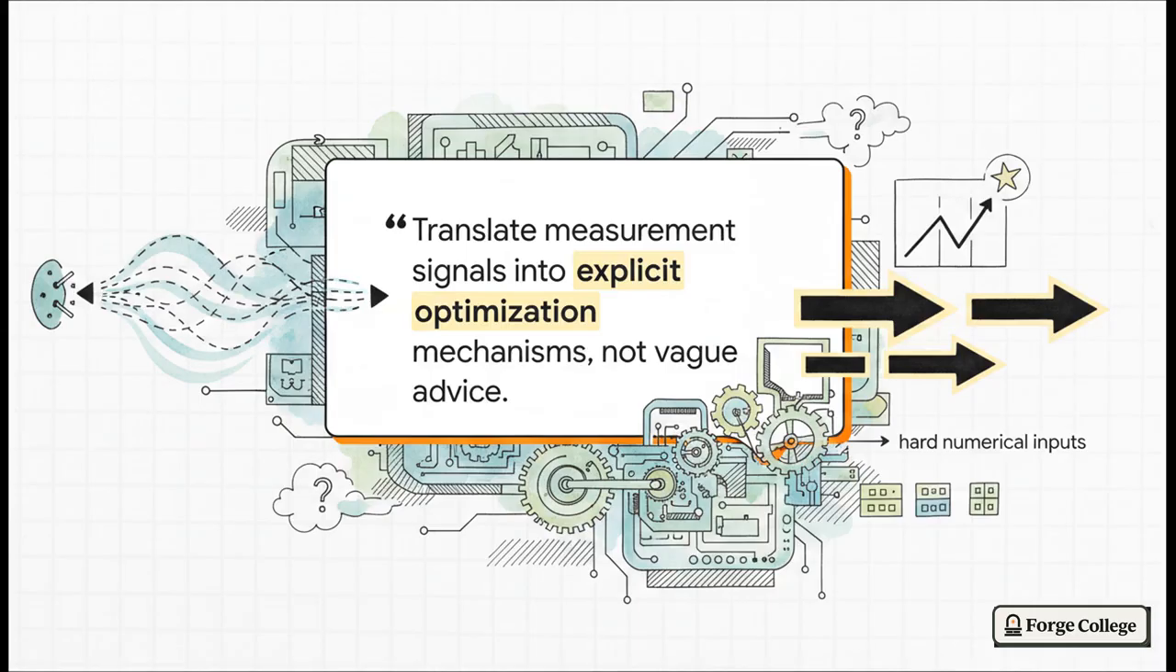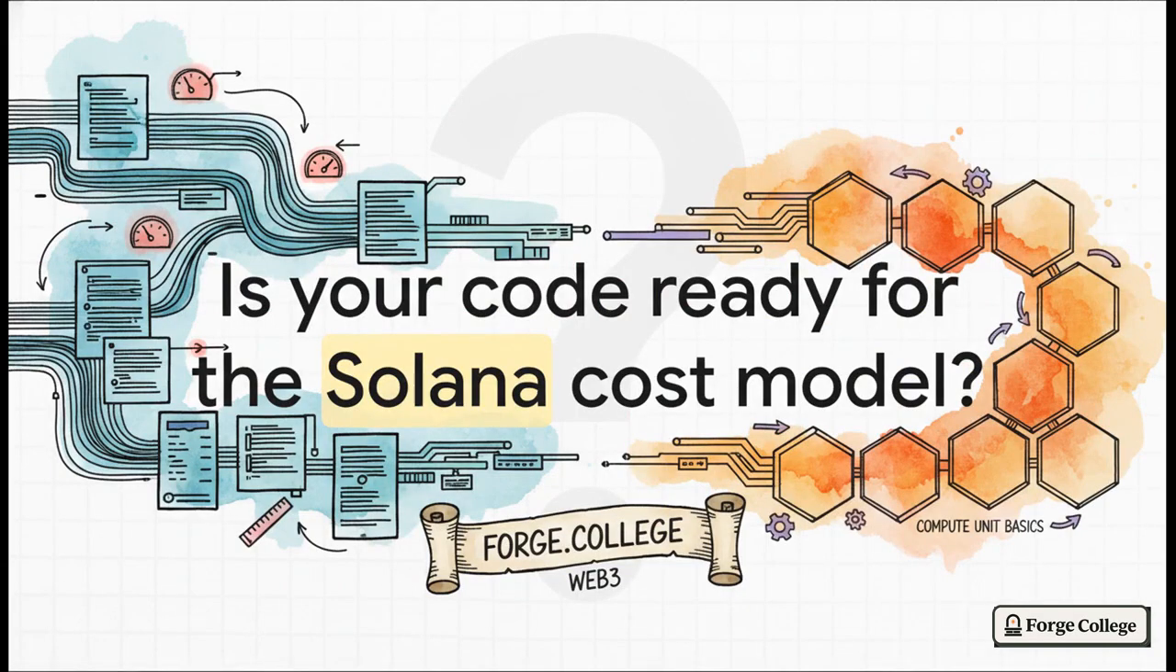If you map the signal to a mechanism, prioritize smartly, and provide the hard numerical inputs, you are absolutely going to succeed. So the ultimate question remains, are your Web3 architecture assumptions actually surviving contact with the Solana cost model? If you follow the workflow we laid out today, you'll be bringing prioritized, fully measured candidates right into our next lesson on compute unit basics.